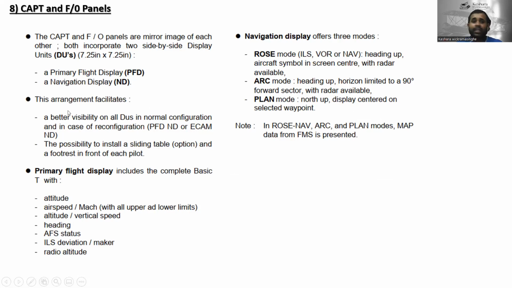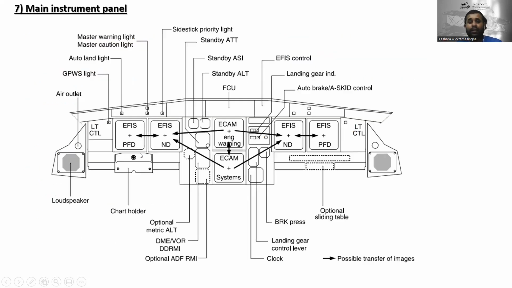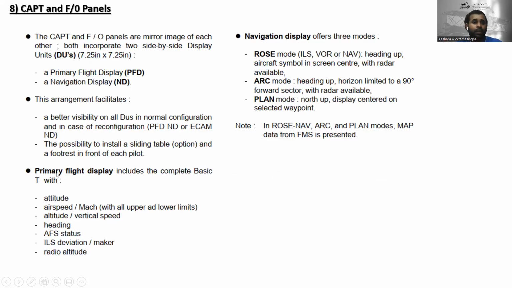Right, the arrangement facilitates better visibility on all doors in normal configuration, and in case of reconfiguration, PFD, ND, or ECAM ND. There is the possibility to install an optional sliding table, and a footrest in front of each pilot. Okay, in front of each pilot, they have a footrest. All right. So now the primary flight display includes the complete basic T, which I will introduce later in the lessons. What is the basic T?